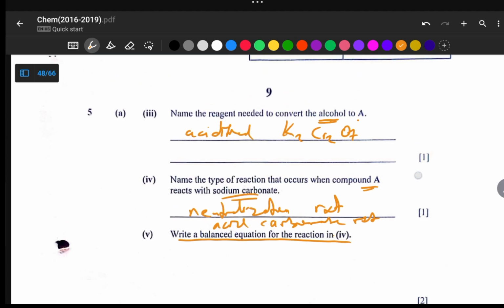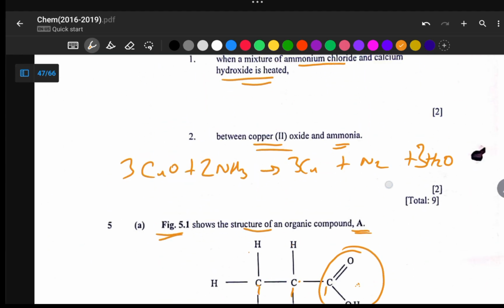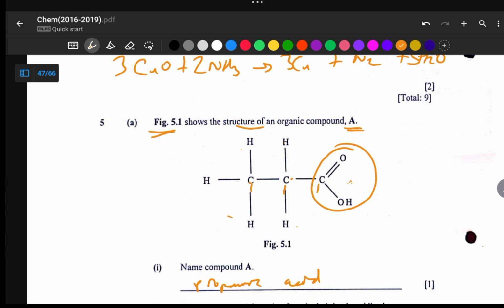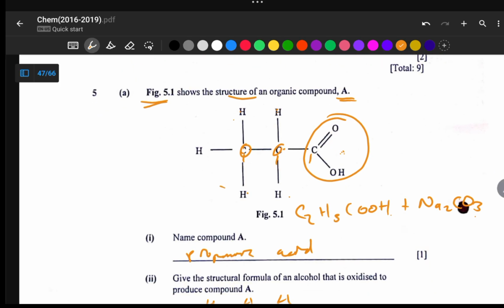Which says write a balanced equation for the reaction. So we are having propanoic acid. So it's C2, 1, 2, so it's C2, then H 1, 2, 3, 4, 5, so it's H5, and then the functional group, plus sodium carbonate. So we are simply going to produce sodium propanoate.